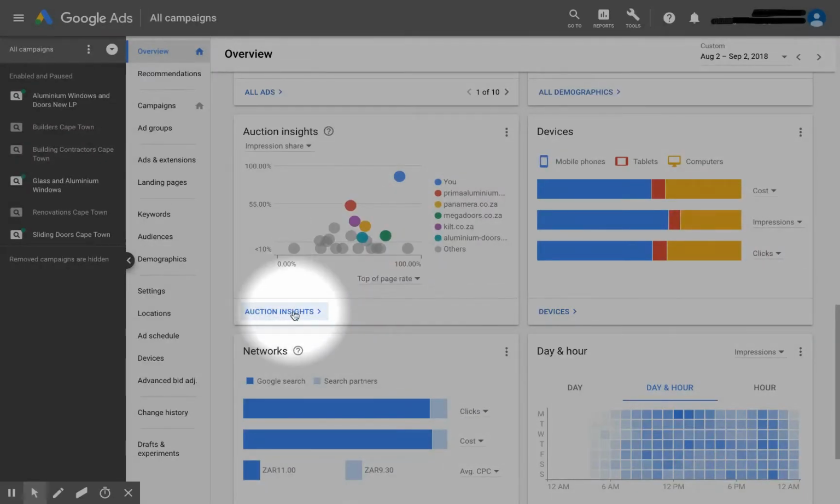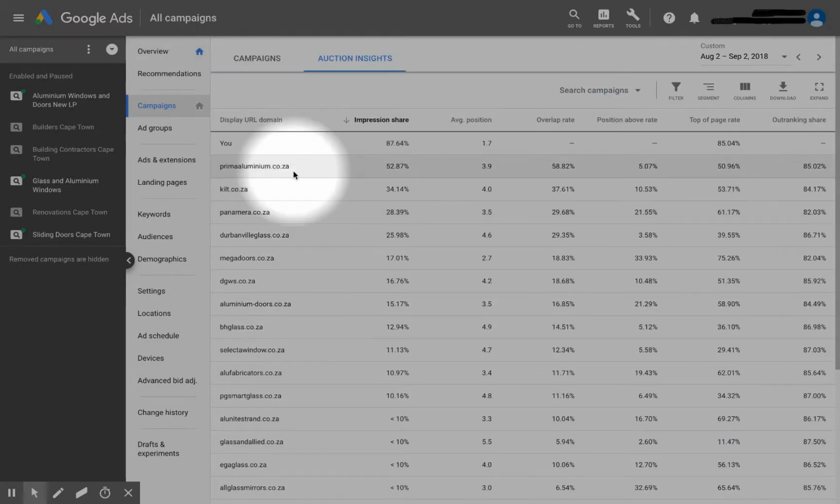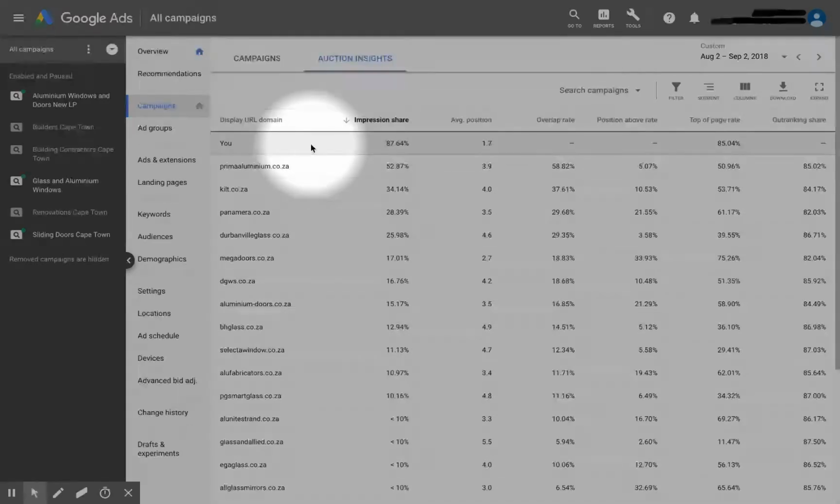So if we click on these auction insights, you can actually see again, they put it in a tabular form. There's you, which is us, our clients, 87.64% of the time, and top of the page, 85.04% of the time. And then the runners up, Prima Aluminium, Kilt. There's Mega Doors. I mean, Mega Doors is a national franchise company. They've got outlets everywhere. They're a very big company. And even though our client is a medium-sized company, through our services they completely dominate the search advertising market.